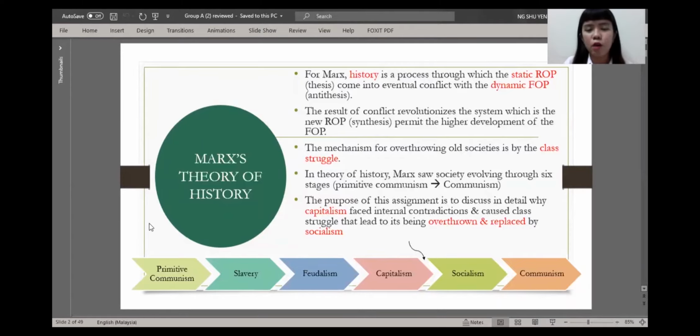In Marx's theory of history, he saw society evolving through 6 stages: primitive communism, slavery, feudalism, capitalism, socialism, and communism. So the purpose of this assignment is to discuss why capitalism faced internal contradictions that cause class struggle and lead to it being overthrown and replaced by socialism.